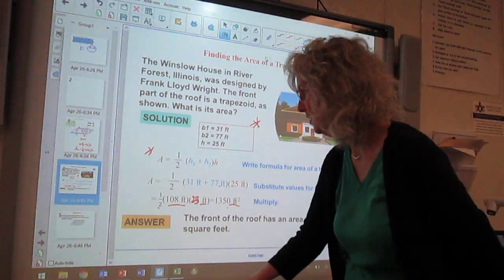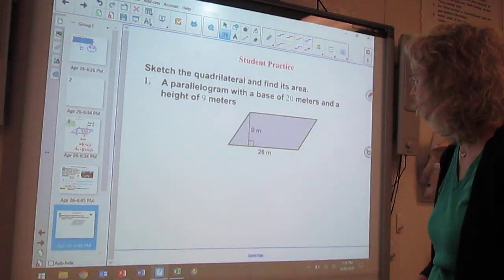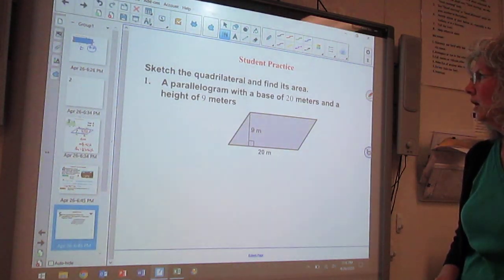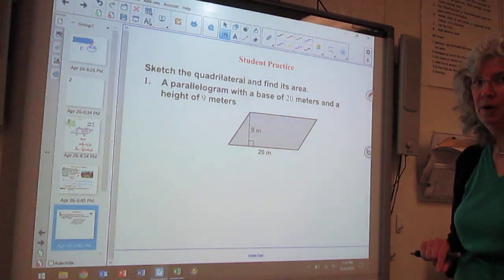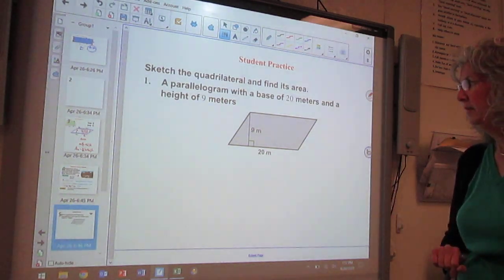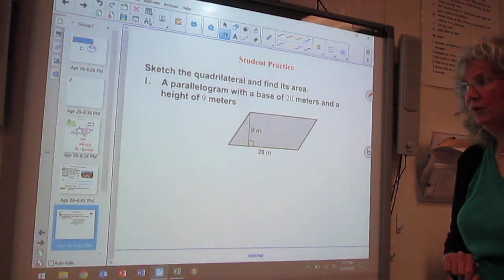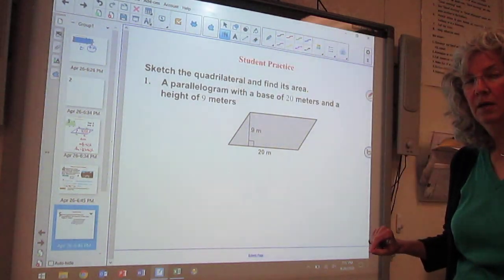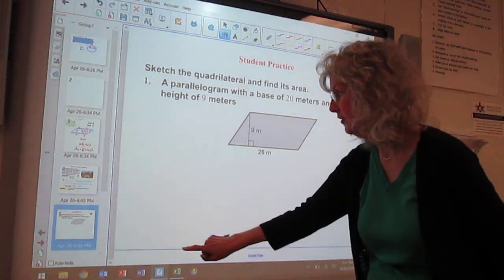Okay, let's look at one more slide, and this is actually your first homework problem. Sketch the quadrilateral and find its area. This is the first problem on your homework. You have a base of 20 meters and a height of 9 meters. I want you to do that for your homework. I want you to pause the video, and when you're done with it, I will pop up the answer so you can check it.